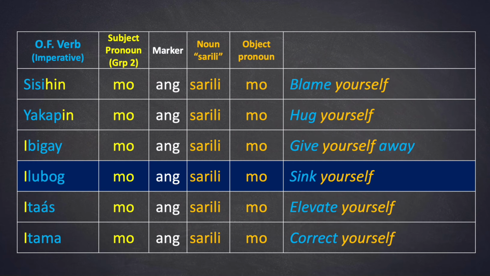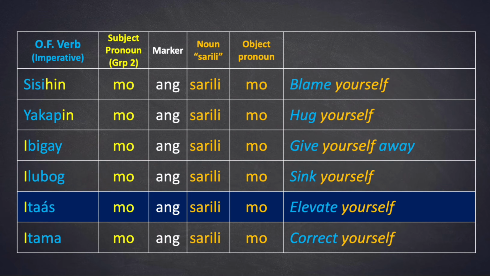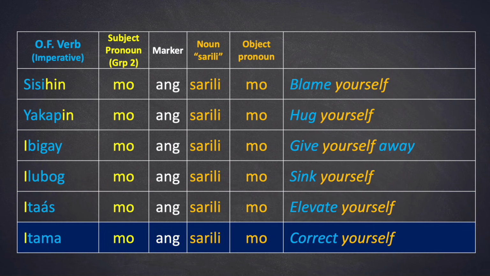Ilubog mo ang sarili mo. Sink yourself. Itaas mo ang sarili mo. Elevate yourself. Itama mo ang sarili mo. Correct yourself. I hope our examples make it clear how to use reflexive pronouns in Tagalog.